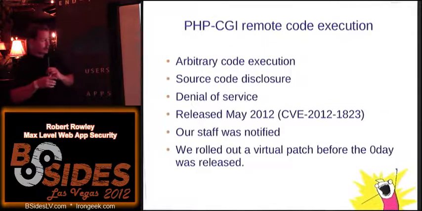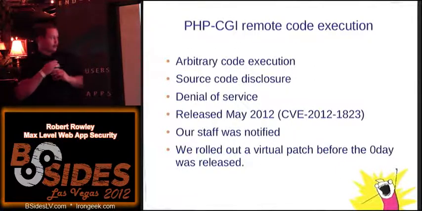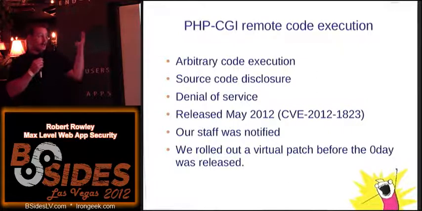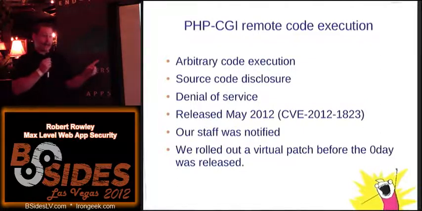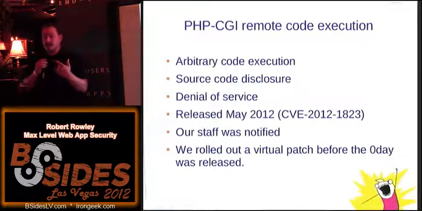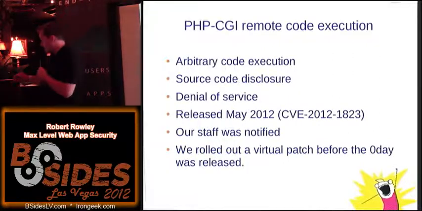So I'm going to talk again now about a new exploit. Who here knows about the PHP-CGI remote code execution exploit? This was a really cool one. Basically, it allowed arbitrary code execution. It also allowed source code disclosure, as well as a denial of service. You could pretty much do anything you wanted if the host you're running on was running PHP in CGI mode and didn't have this patch applied. This was released in May 2012, so it's much more recent. Our staff was actually notified before May because this was identified on our network, and we applied a patch to PHP as well as a virtual patch in ModSecurity so I could do some logging. This was all rolled out well before the 0-day release, which gives me really good graphs.